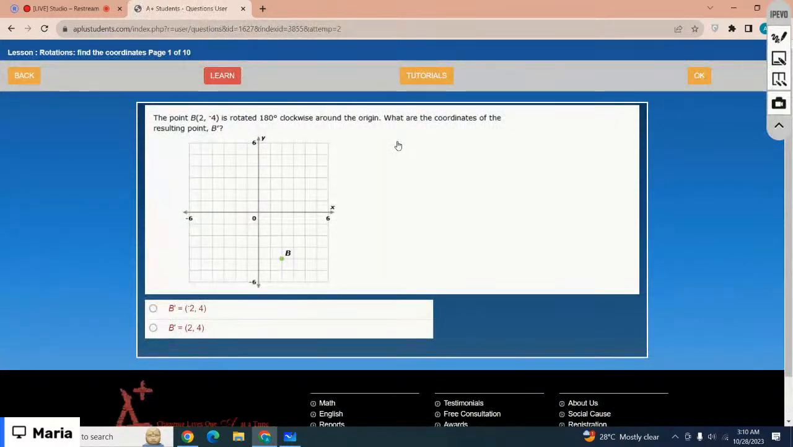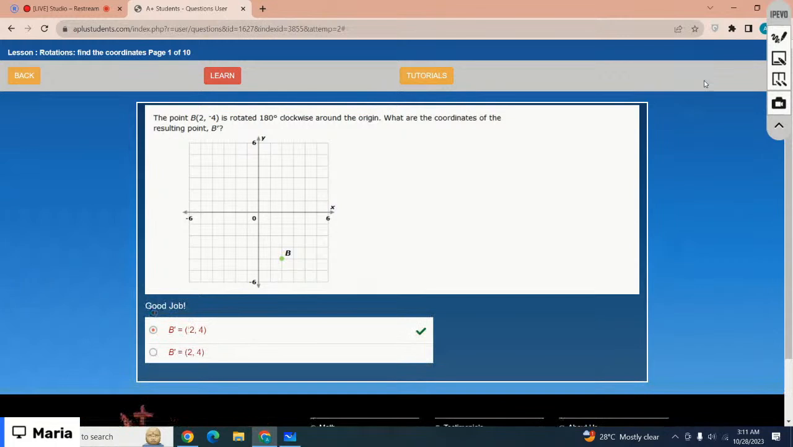Point B is rotated 180 degrees clockwise around the origin. What are the coordinates of the resulting point B'? So you have to rotate 180 degrees clockwise. When you start from here, you are here, right? That would be negative 2, and option number 1 is the correct option, right? Because y is positive in this quadrant and x is negative, so that would be (-2, 4). Got it?